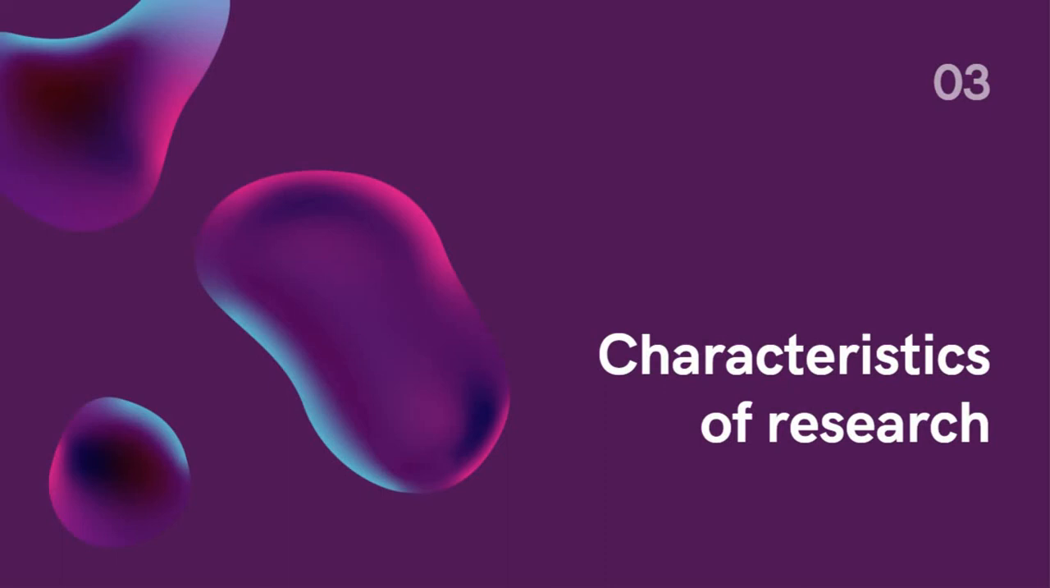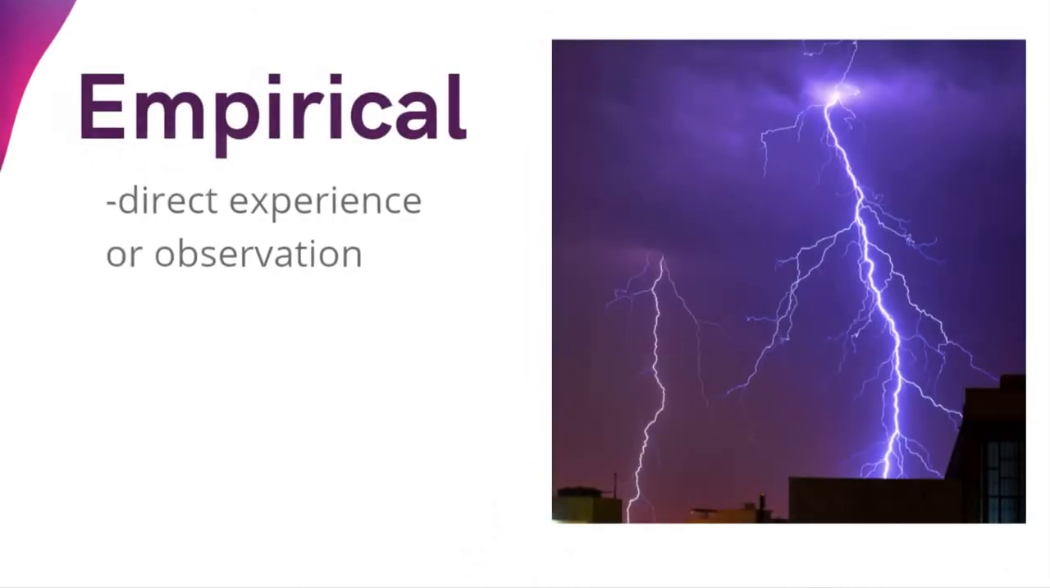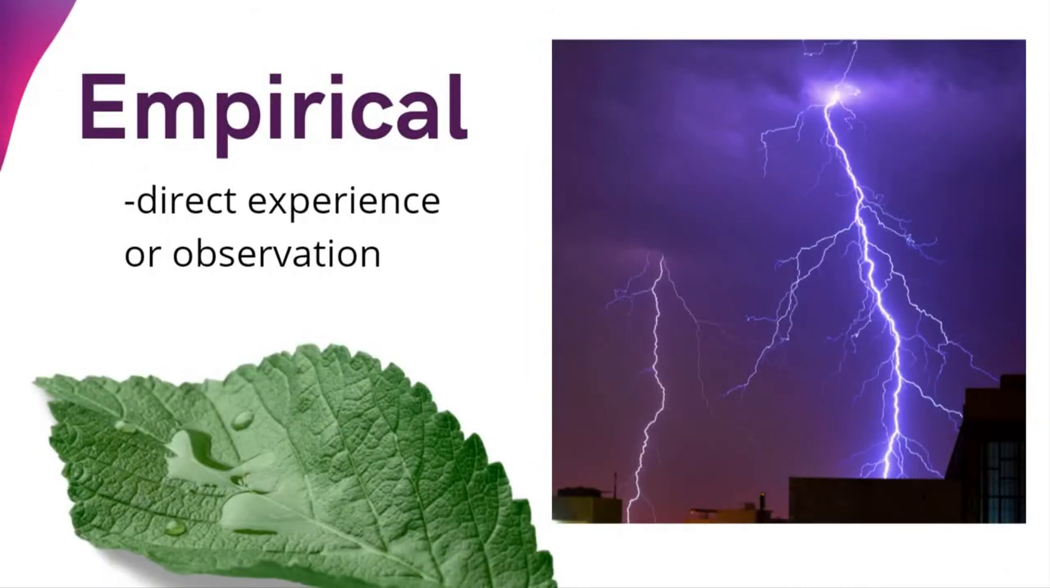Characteristics of research. What makes a research valid? What makes it good? What makes it conclusive? What makes it useful? Okay, here are a few words. Let's have this. What could this word be? Alright, it's empirical. When we say empirical, it is based on direct observation and direct experience of the researcher.